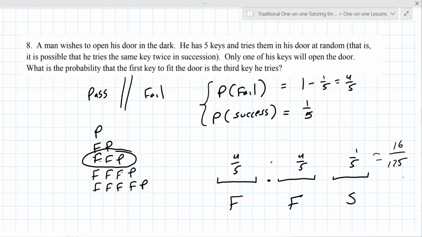Okay, that makes sense. Definitely getting a better handle on it. Good.